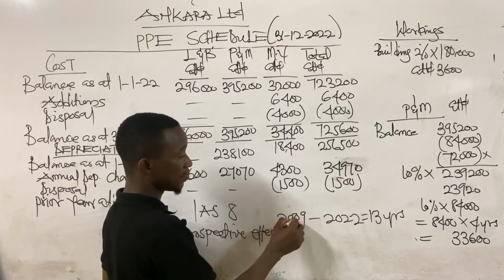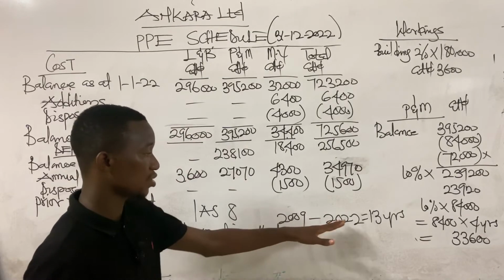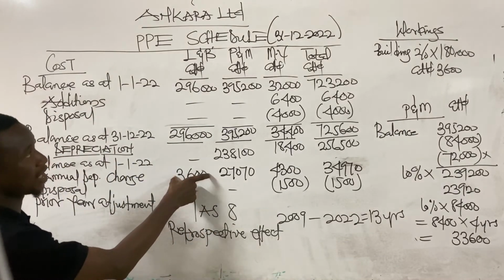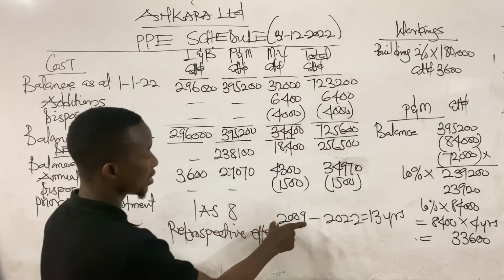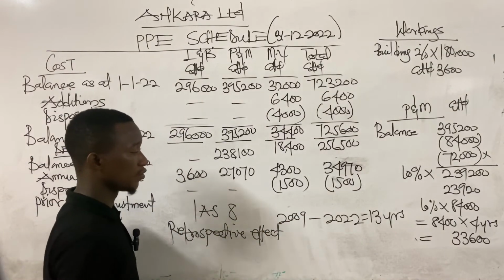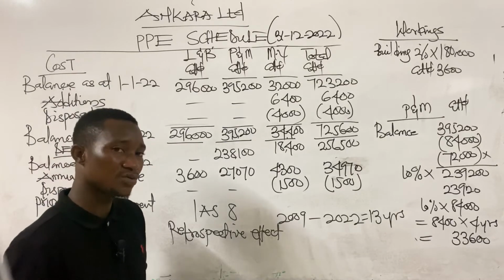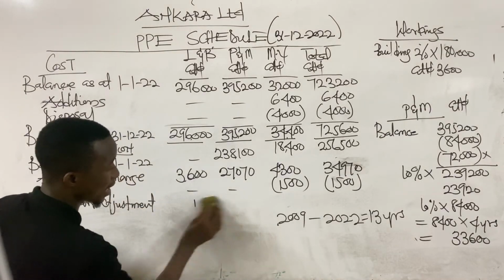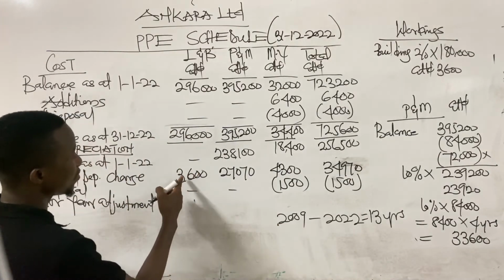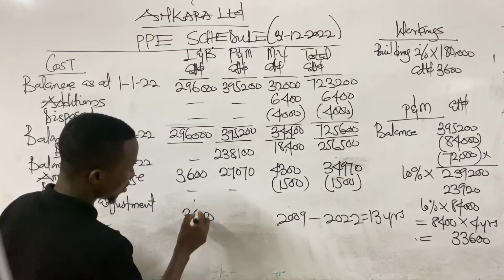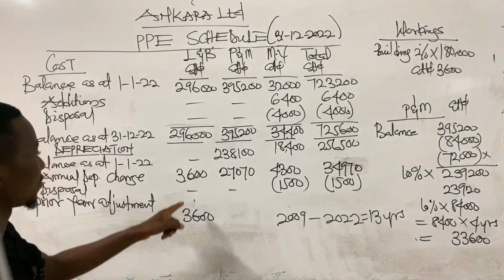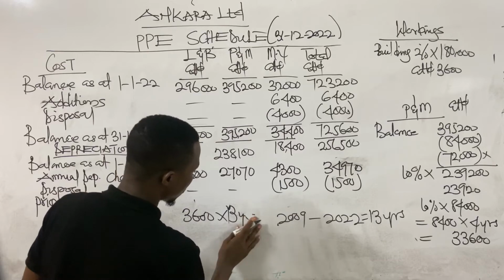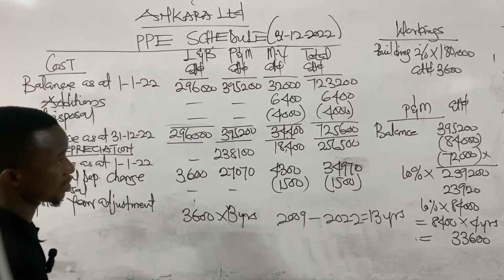The asset was completed in 2009, and we are preparing for 2022, and we've already calculated the annual depreciation charge for 2022. So we want the depreciation charge from 2009 to the end of 2021. To get that, it is very simple. The annual depreciation charge is 3,600, is that not it? Then we multiply by the 13 years.